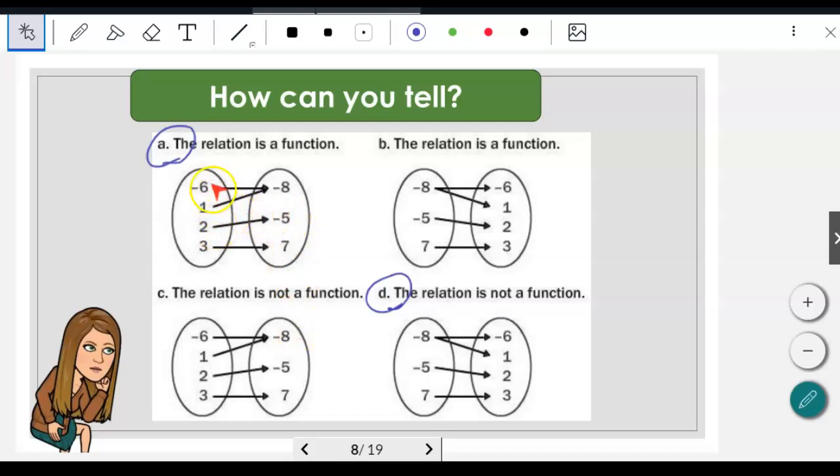The x's don't repeat. You just have one line coming off of those, and so that's a function. Here, the sets of data are the same, but you have 2 lines coming off of that, so it's not a function.